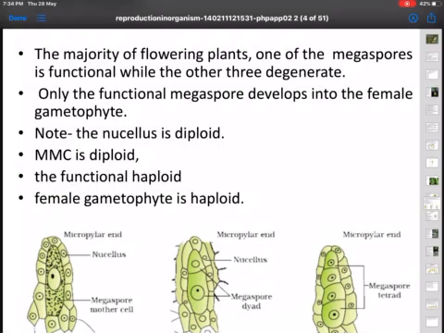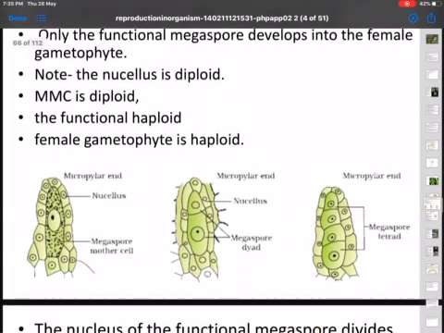In this, the cells of the nucellus are diploid, the MMC is diploid, whereas the functional megaspore is haploid. So since the functional megaspore is going to develop into the female gametophyte, naturally the female gametophyte also would be haploid.